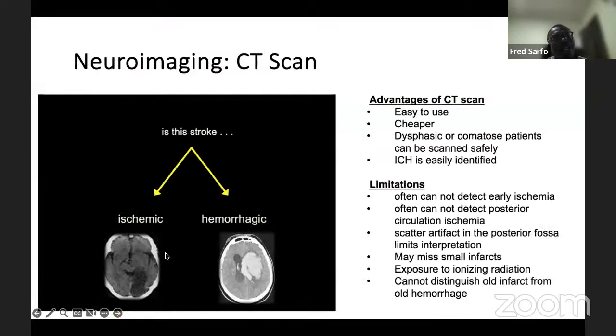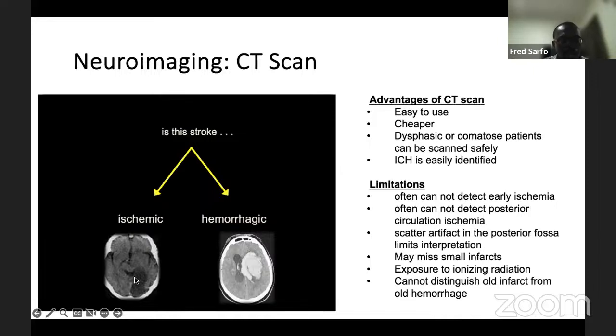So if you forget anything from this lecture, I want you to remember that when you take a CT scan and the person has an ischemic stroke, it appears as a dark or hypodense lesion. And then when you have a hemorrhagic stroke, it appears as a hyperdense lesion. If you don't remember anything from this lecture, at least I beg you, remember that if somebody has an ischemic stroke, it appears as a dark lesion. And then if you have a hemorrhagic stroke, it appears as a white or hyperdense lesion.